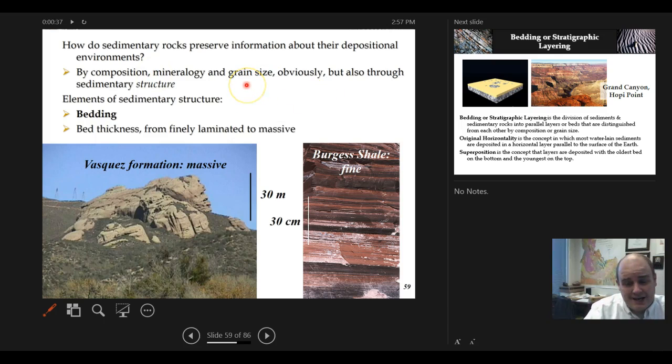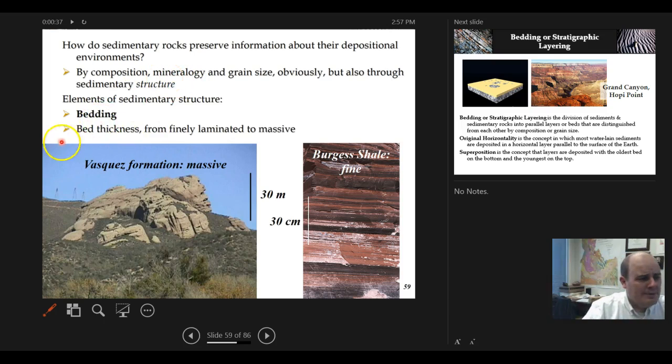We can look at the grain size of the deposit. We've talked about that with sorting, right? But we also can look at what we call sedimentary structures. Structures are what we can see in the deposits themselves, or the patterns within the deposition. One example of this is what we call bedding or layering.